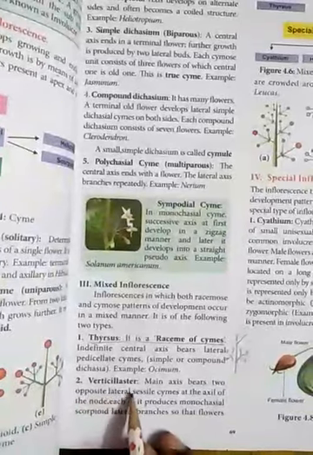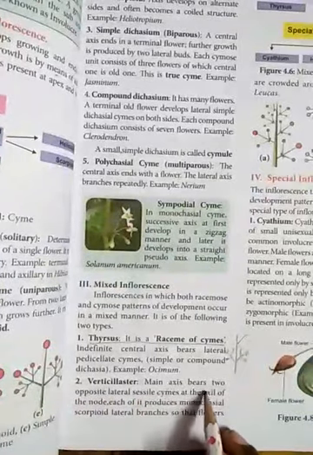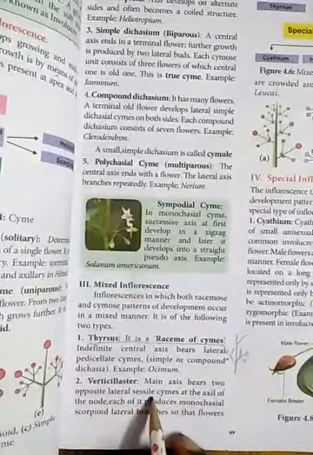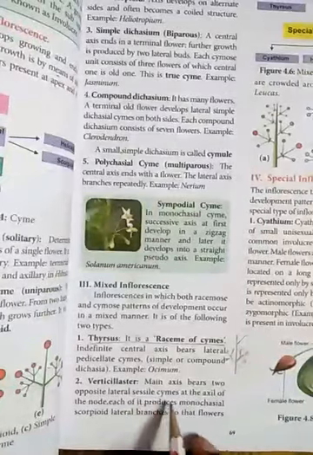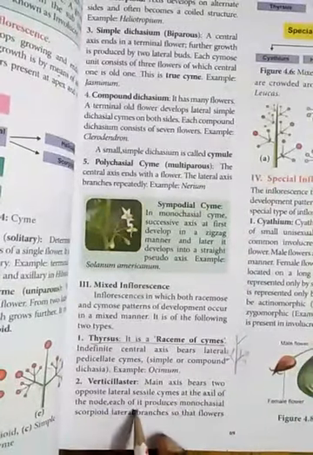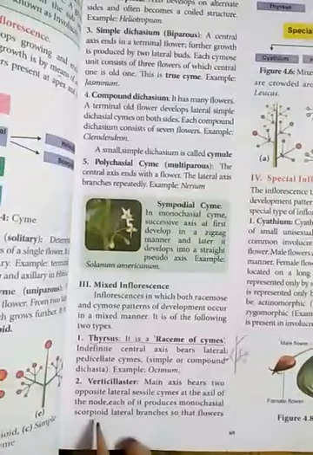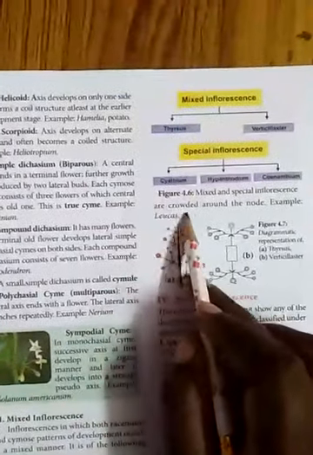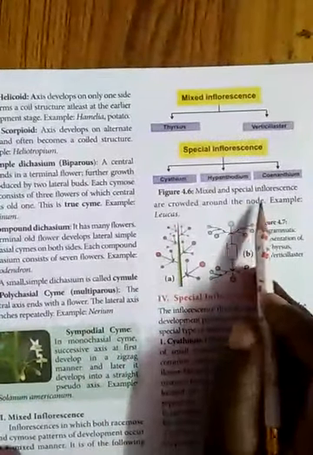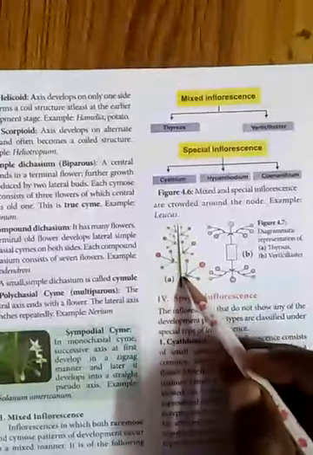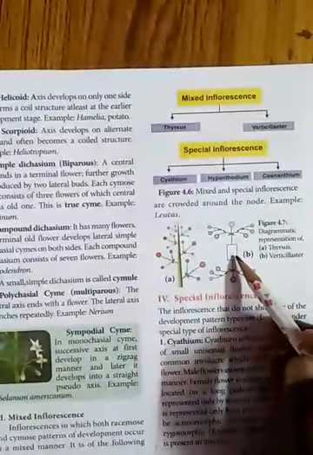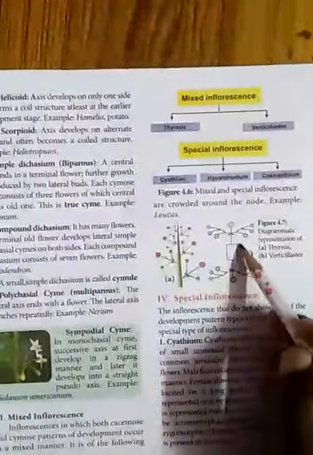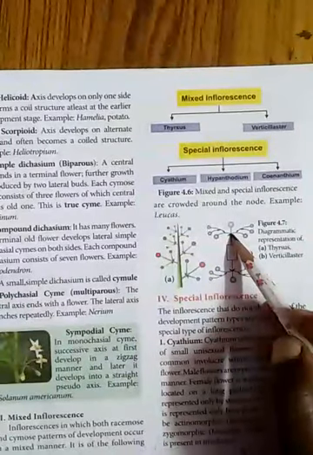Next is the verticillaster. Main axis bears two opposite lateral sessile cymes, okay, at the axil of the node, each of which produces monochasial scorpioid lateral branches so that the flowers are crowded around the node. So here this one is representing the thyrsus. Now here you can see this is the central axis, the main axis. From this the branching is taking place.